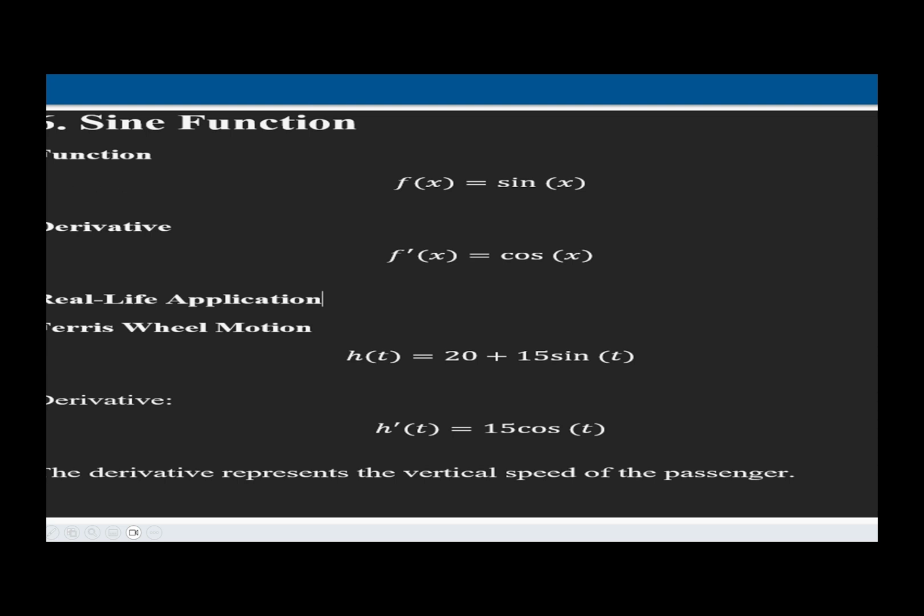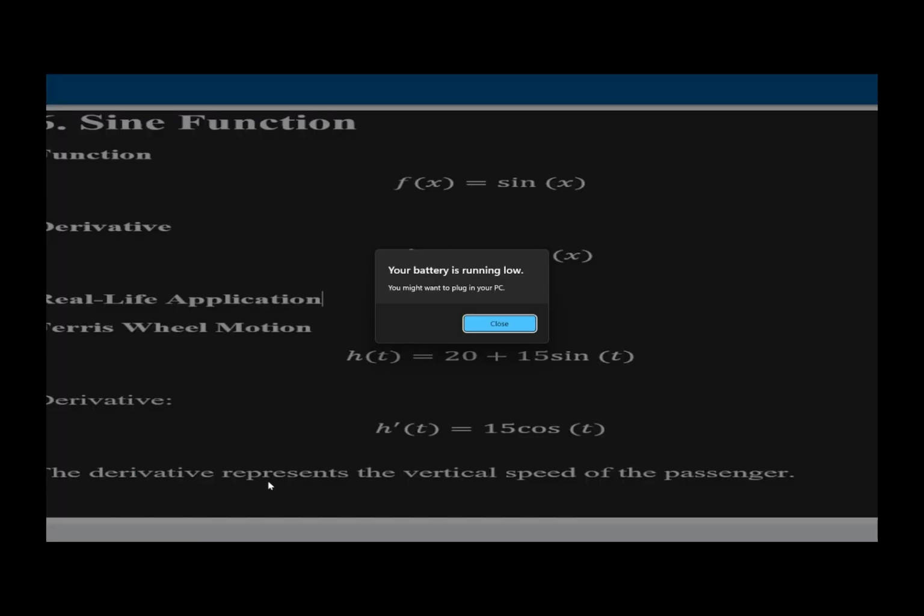All right, the sine function, we know that for f = sin x the derivative is cos x. Real application in projectile motion, we saw this way before. The first derivative of the function here, 15 cos t, represents the vertical speed of the path.